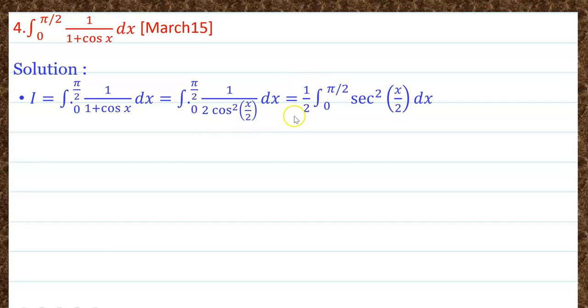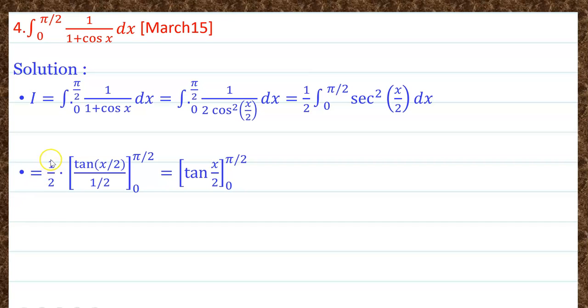We take this 1 upon 2 out in front. Integral 0 to pi by 2, 1 upon cos square x by 2 becomes its reciprocal, sec square x by 2. And what is the integral of sec square? It is tan x. But here it is sec square x by 2. Therefore here you will get 1 upon 2 tan of x by 2 upon the derivative of x by 2, meaning the coefficient of x, which is 1 upon 2.